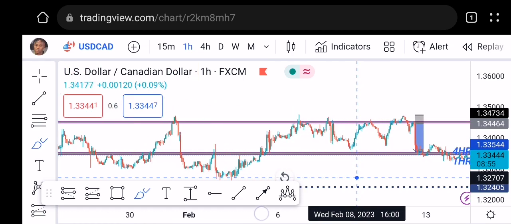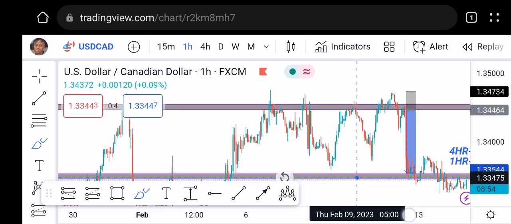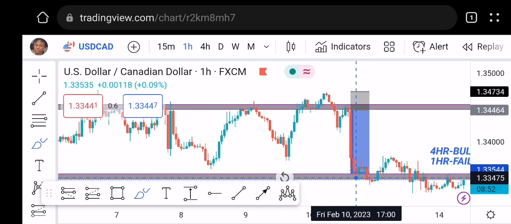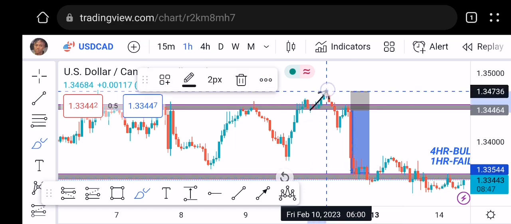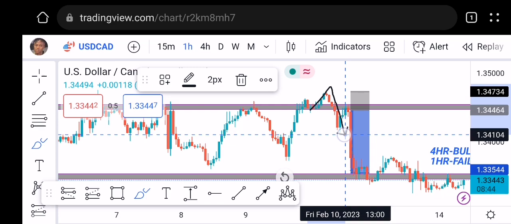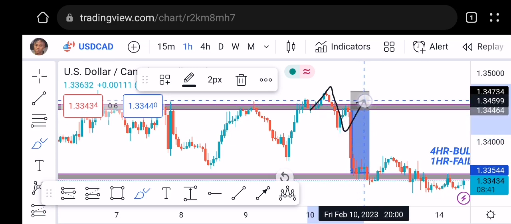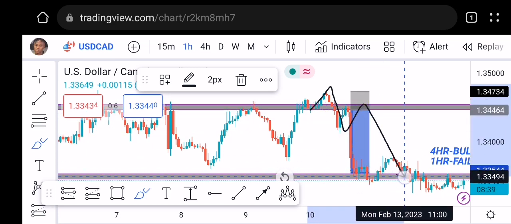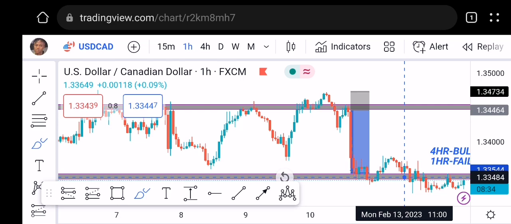So on Friday, the Asian session had a breakout, and the London session had a break back in. Pre-New York, we had a retest below, and in the New York session, we had price moving to the downside. And that was it, people. You can even use it on a different pair. You will see what I'm talking about.